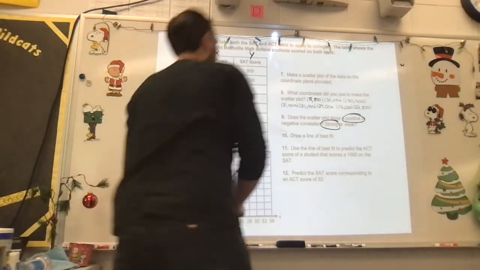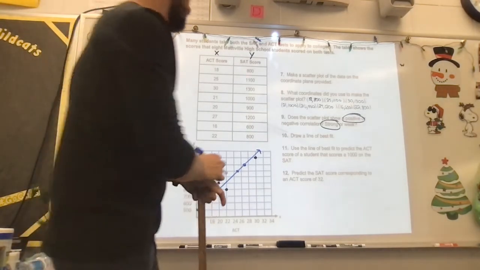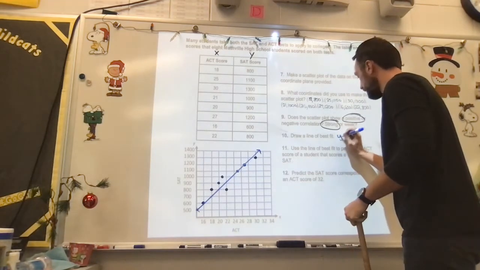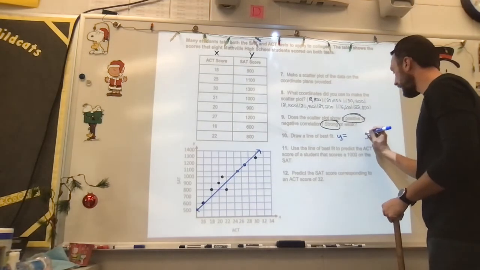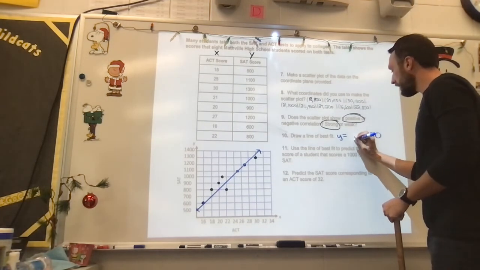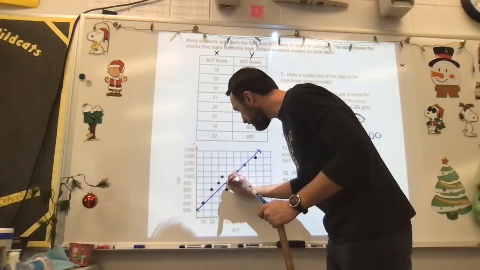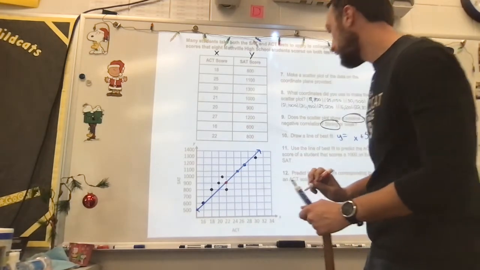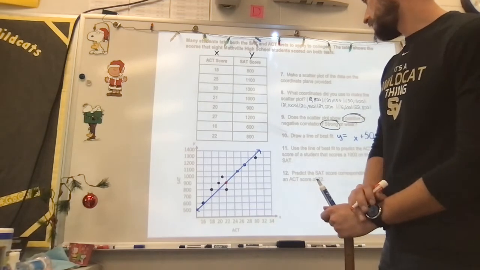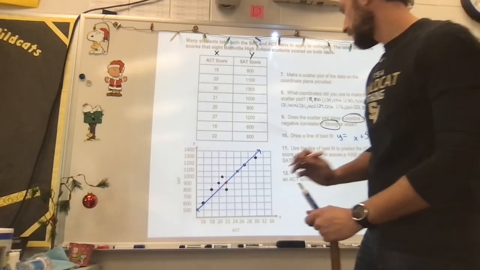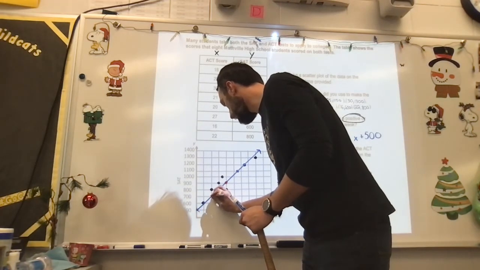And while we're doing this, it doesn't say to write the slope-intercept form, but let's go ahead and write the slope-intercept form of this. It's going to be y equals. And I know it crosses at 500, so that's my y-intercept, plus 500. Now I need to figure out my slope, so I need to find 2 points that it goes through. That looks like a good point right there. And that looks like, let's see, that looks pretty good right there. They both look pretty good.